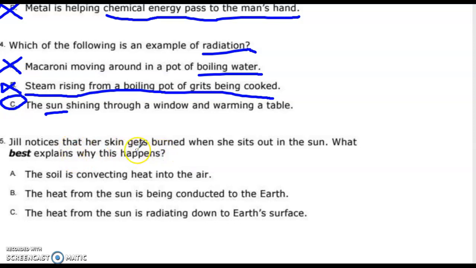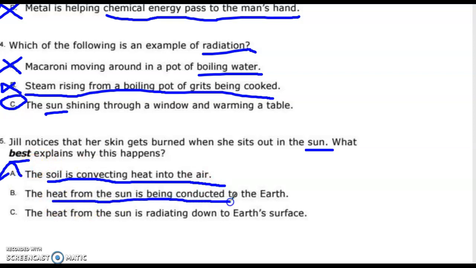Jill notices her skin gets burned when she sits out in the sun. What best explains that? The soil is convecting heat into the air. No. The heat from the sun is being conducted to the earth. No. The heat from the sun is radiating. Yes.